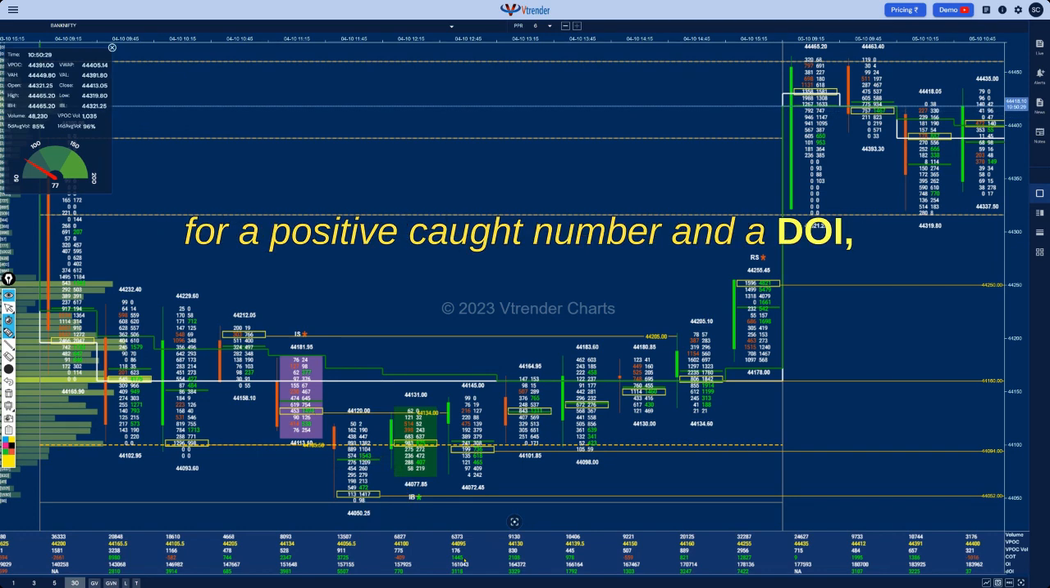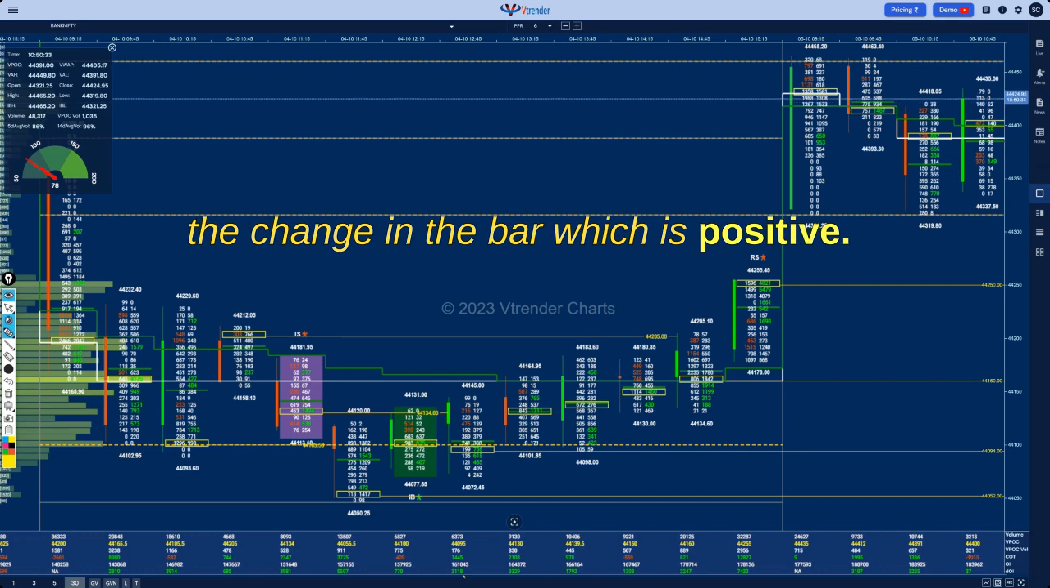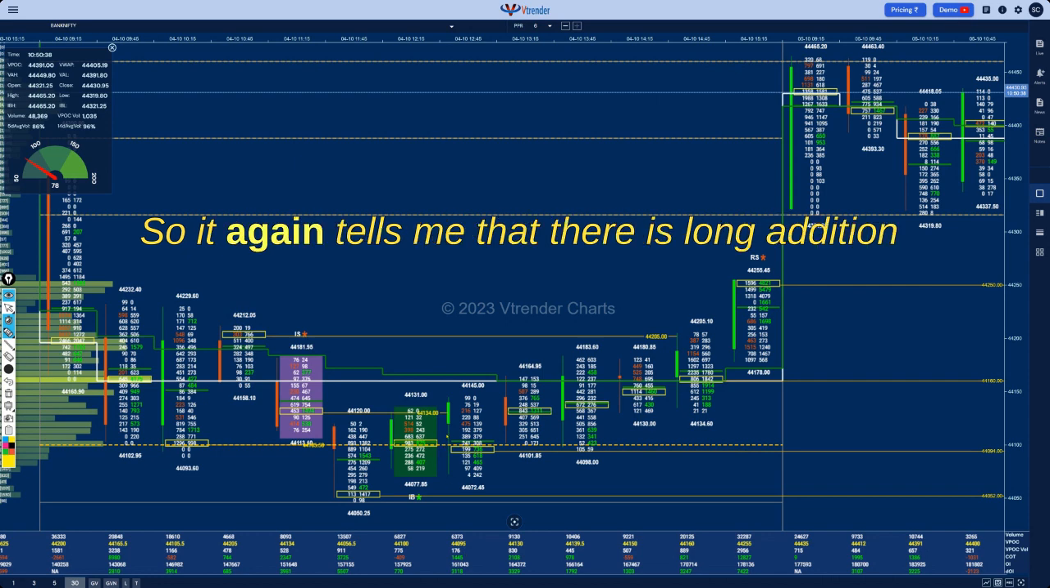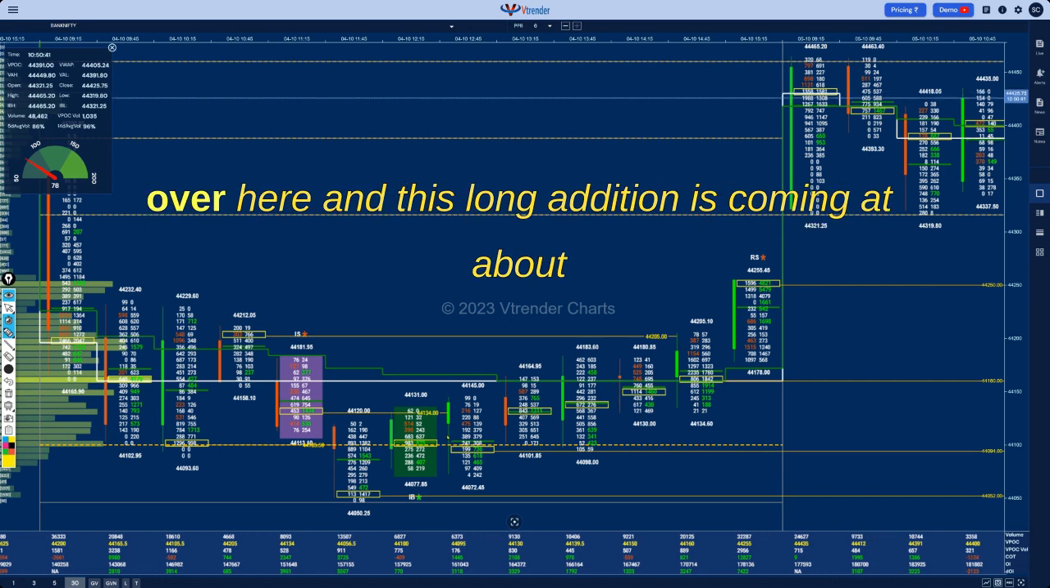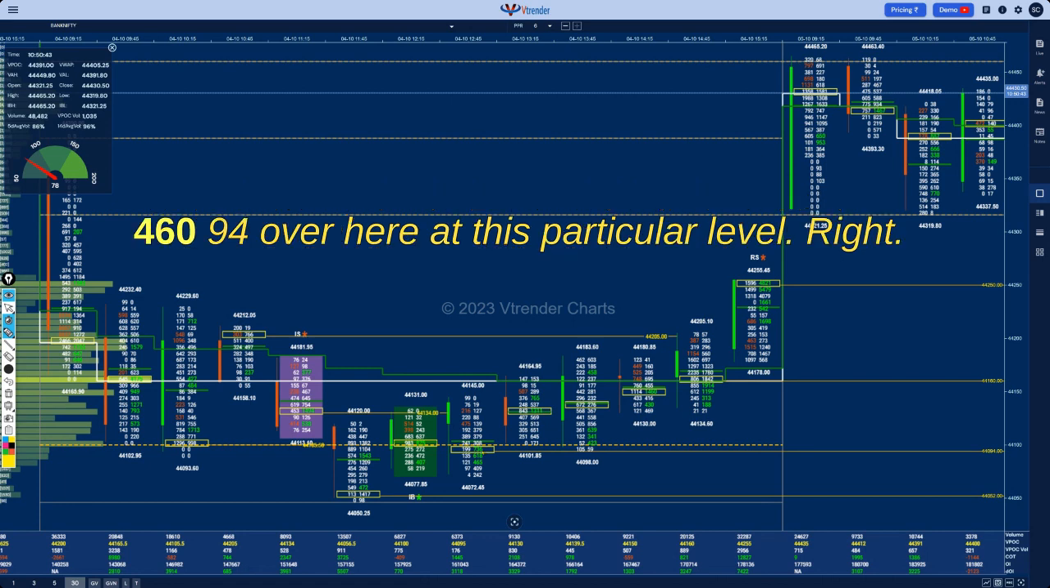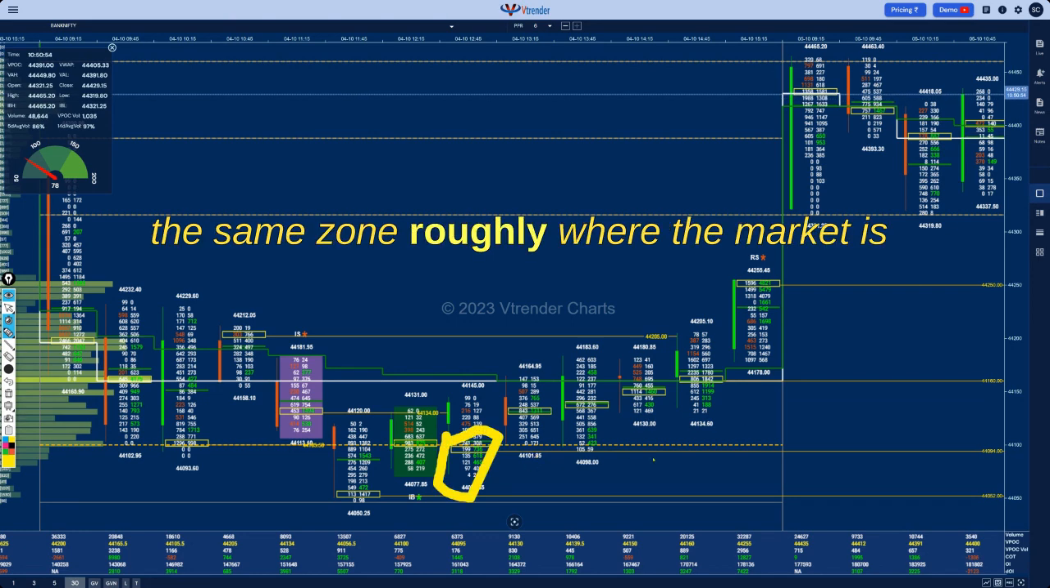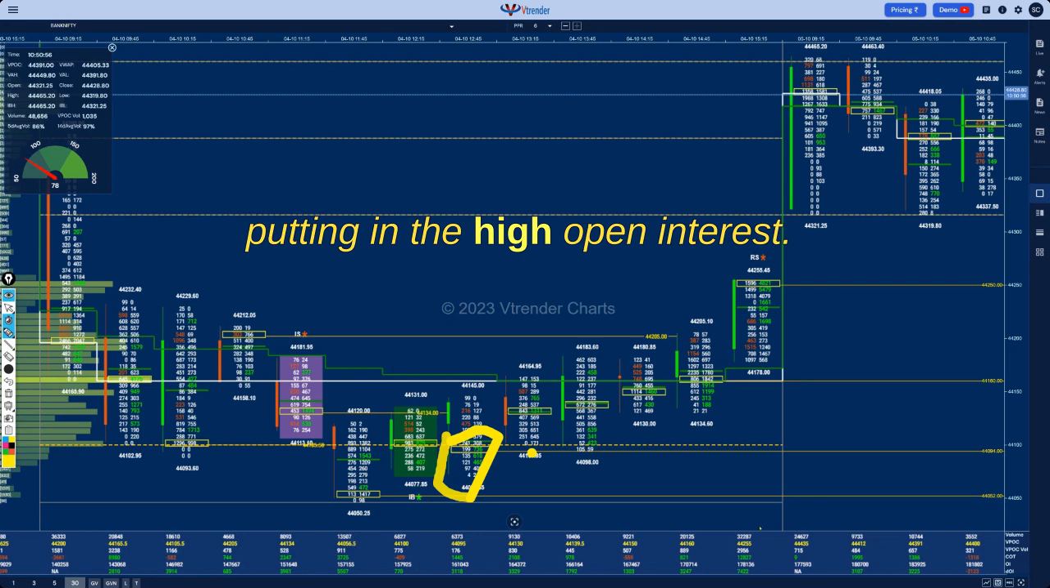I'm looking for a positive COT number and a DOI, the change in the bar, which is positive. So it's about 1445 COT and 3118. Again it tells me that there is long addition here, and this long addition is coming at about 44,094 at this particular level. I'm marking about 44,095, again roughly the same zone where the market is putting in high open interest.